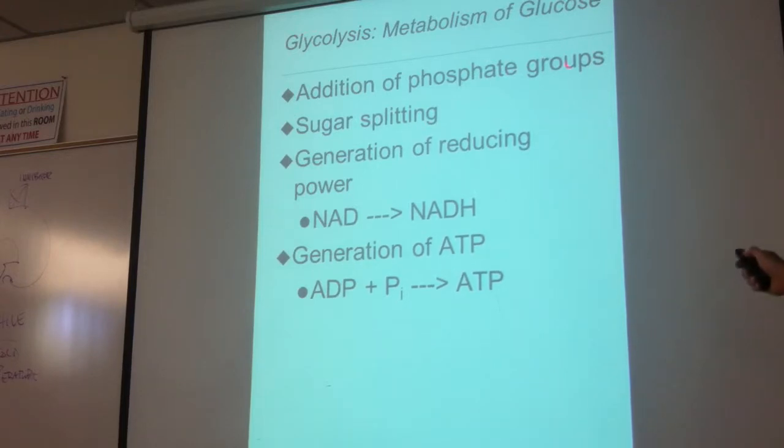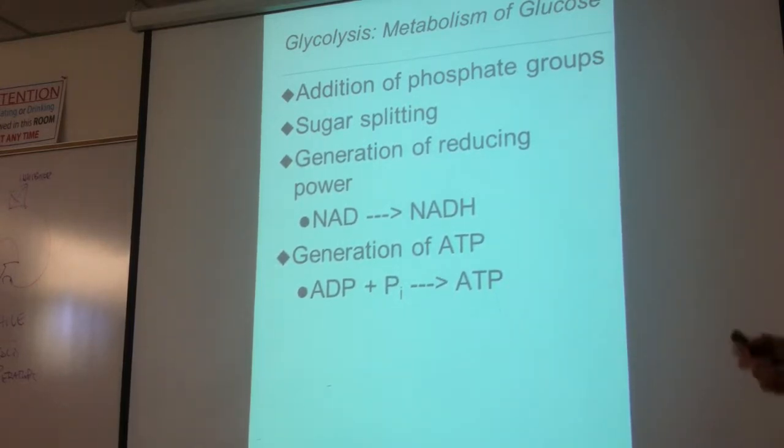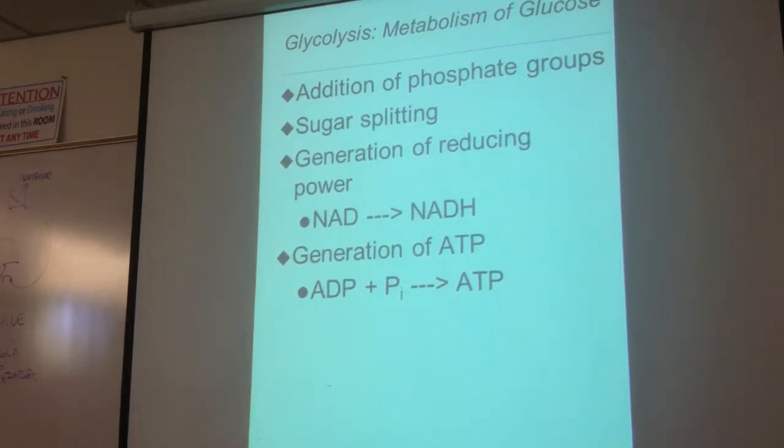In the first set of reactions, the first steps, you get addition of phosphate groups. Okay, so in order to make this reaction go, you actually have to add some components to that glucose molecule in order to get it to react. Then you split the sugar. That's actually where you get the name glycolysis.